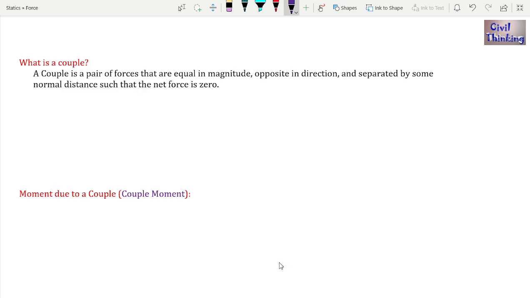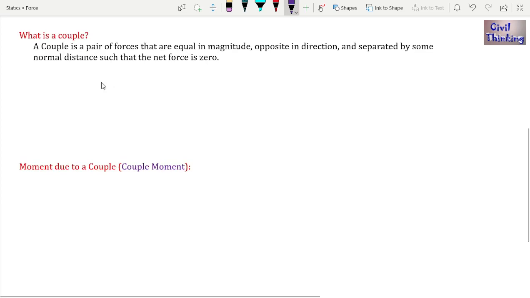Okay, now first of all, what is a couple? A couple is a pair of forces that are equal in magnitude, opposite in direction, and separated by some normal distance such that the net force is zero. Now I will explain it like this. Let us say I have a cantilever here.